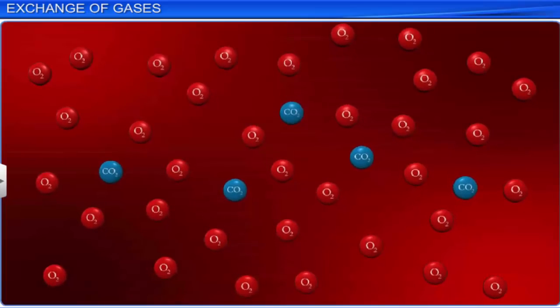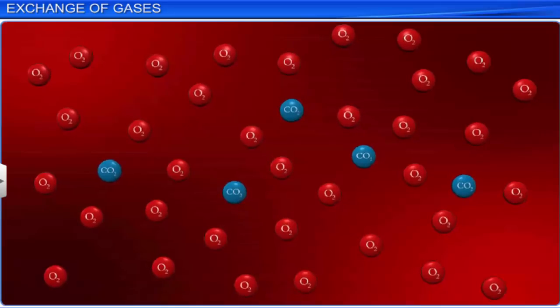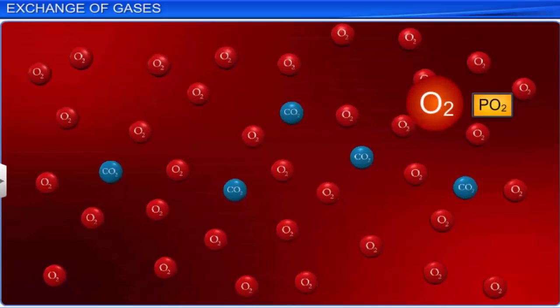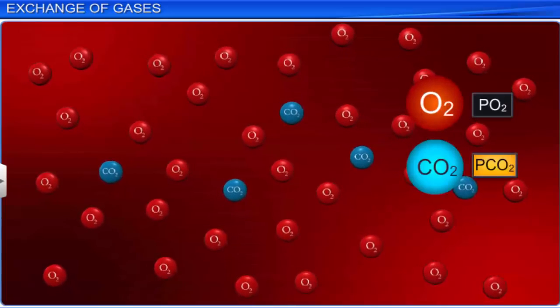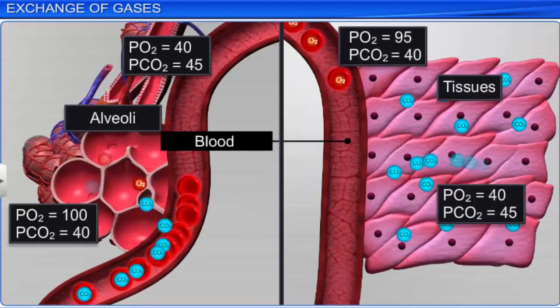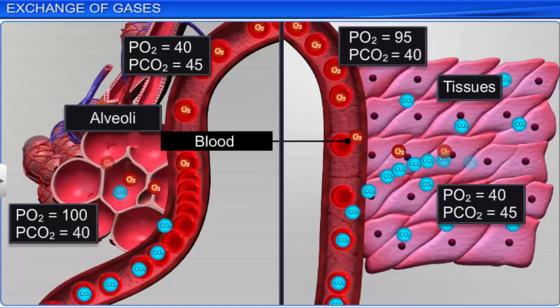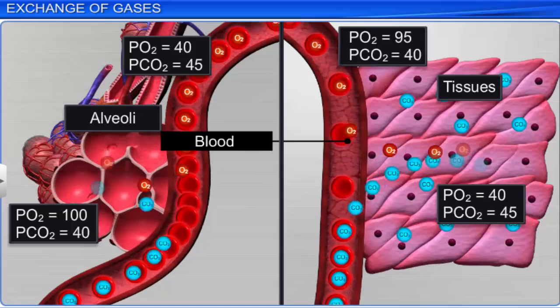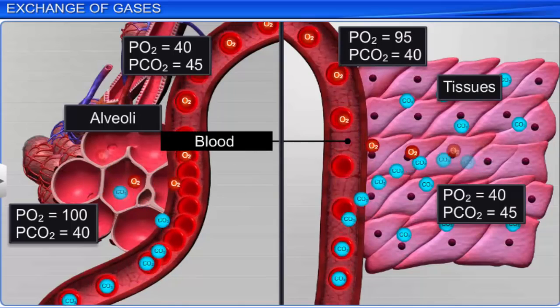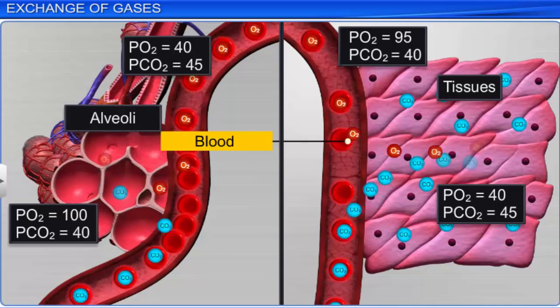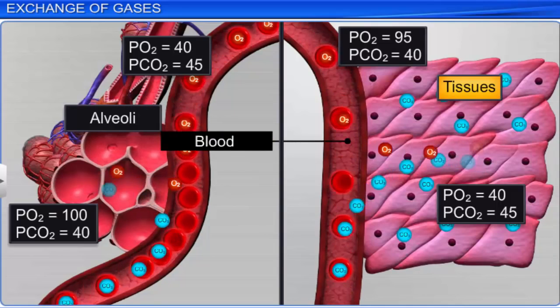Partial pressure is pressure contributed by an individual gas in a mixture of gases. It is represented as PO2 for oxygen and PCO2 for carbon dioxide. This diagram denotes partial pressure for oxygen and carbon dioxide in different parts of the body, with the concentration gradient for oxygen and carbon dioxide from alveoli to blood, blood to tissues, and vice versa.